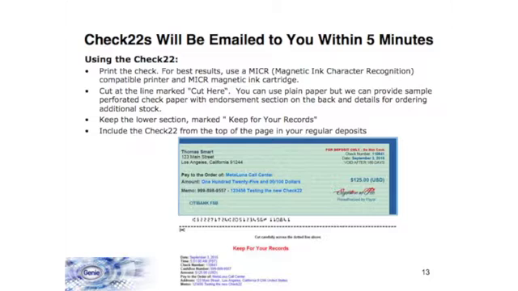Using the check 22, print the check. For best results, use a magnetic ink character recognition compatible printer and MICR magnetic ink cartridge. Cut at the line marked Cut Here. You can use plain paper, but we can provide sample perforated check paper with the endorsement section on the back and details for ordering additional stock. Keep the lower section marked Keep for your records. Include the check 22 from the top of the page in your regular deposits.